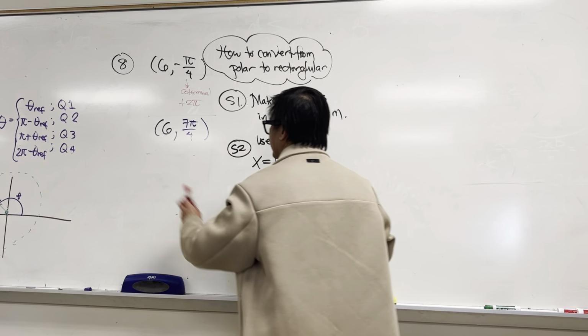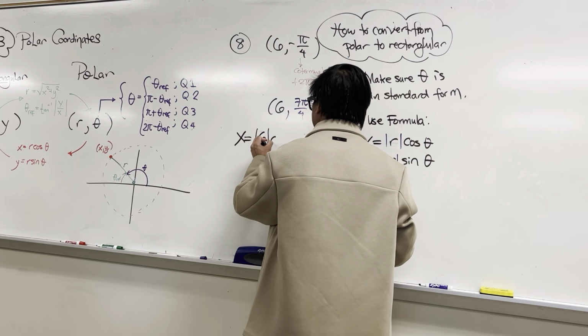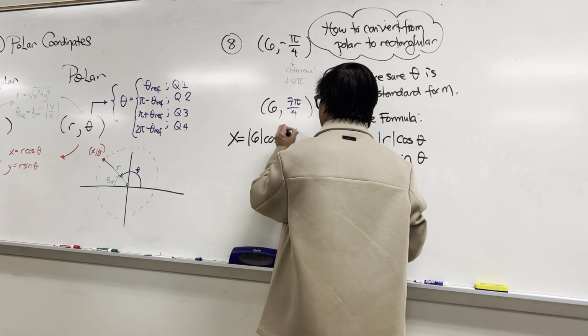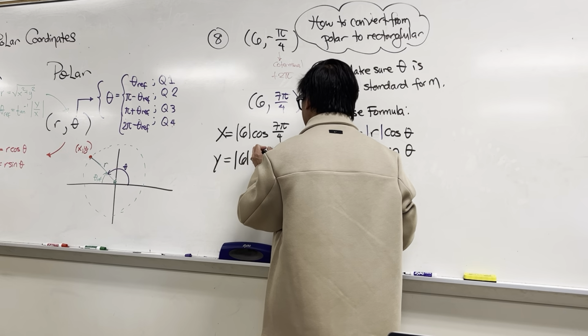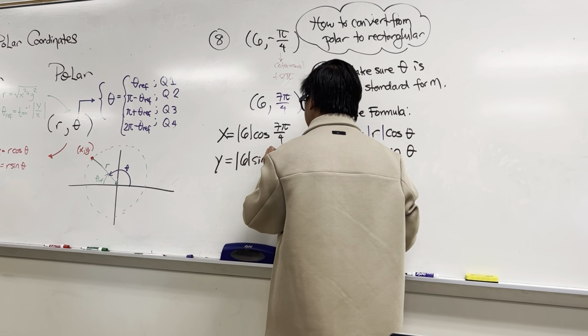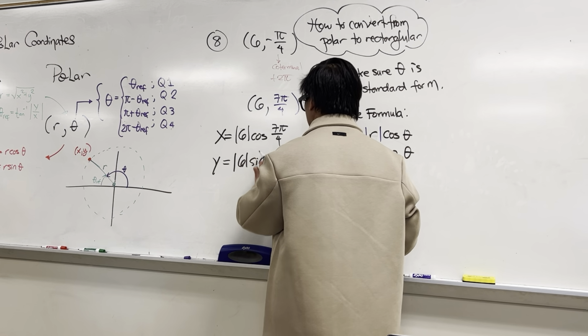So in here, the x will be as follows. x is equal to what? The absolute value of 6, cosine of 7 pi over 4. And y will now be what? Absolute value of 6, sine, what's this again? 7 pi over, no absolute value. Sine of 7 pi over 4.